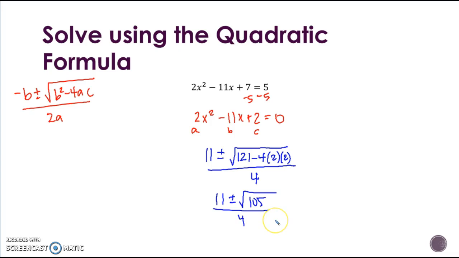105 is not a perfect square, so we want to try to break it down. So if I think about my factors, obviously 5 goes into it because it ends in a 5, and that's 5 and 21, and then 3 and 7 go into 21. I have nothing to circle, so I can't take anything out or simplify my radical, so I'm going to leave it as 11 plus or minus square root of 105 all over 4, and that is my answer.